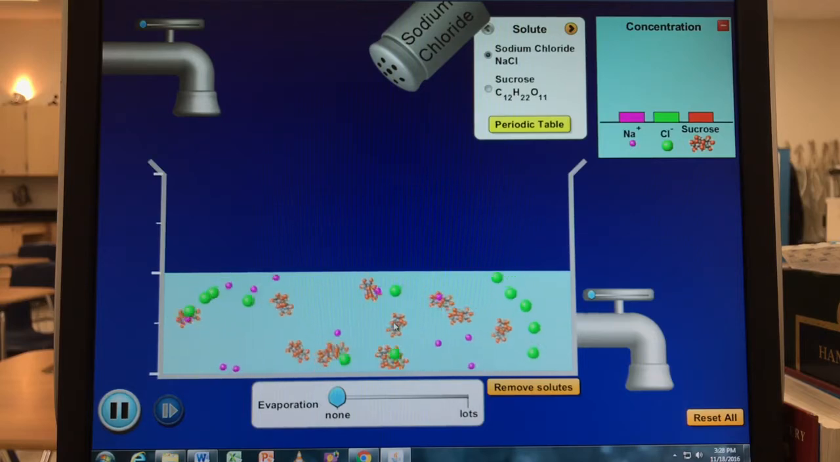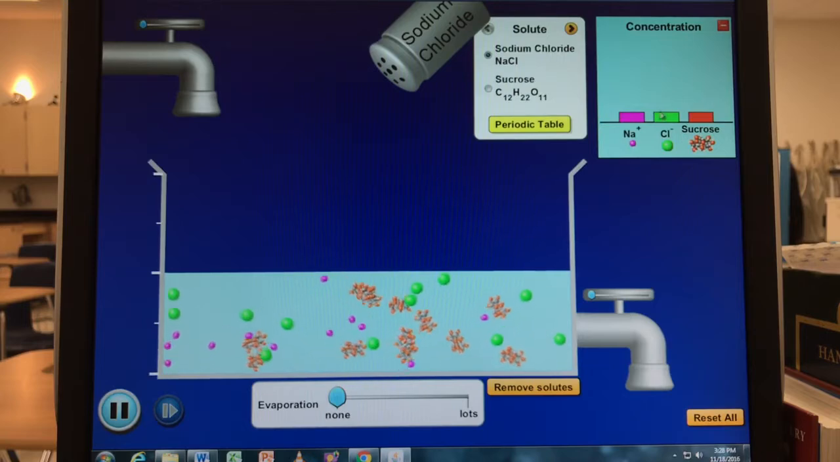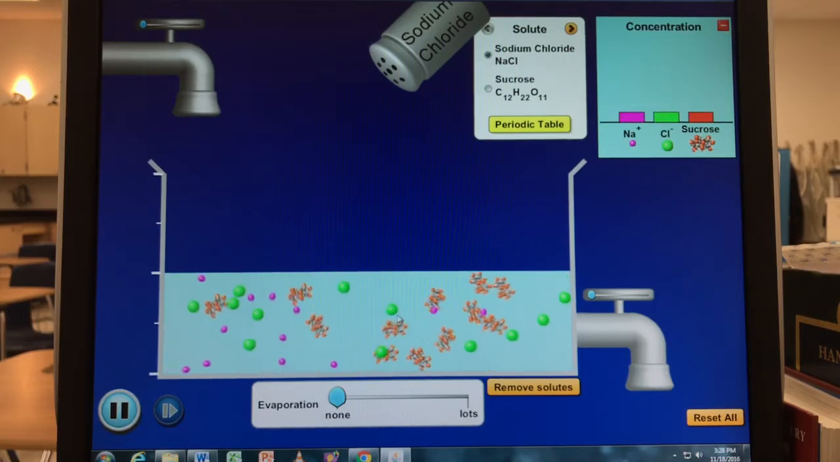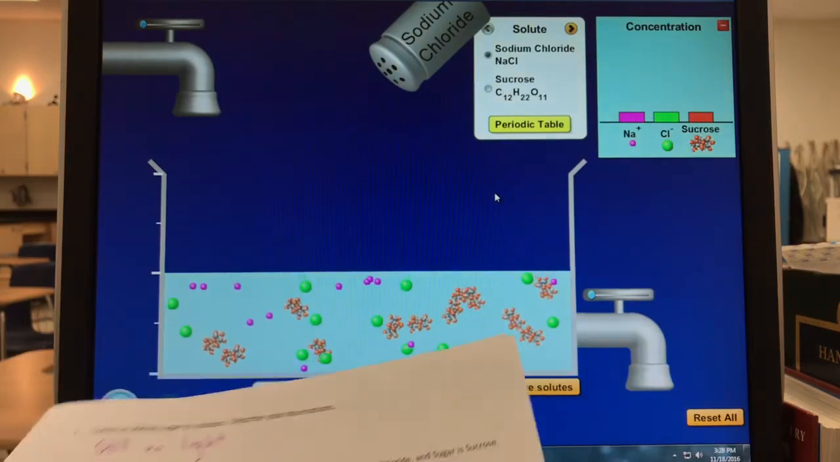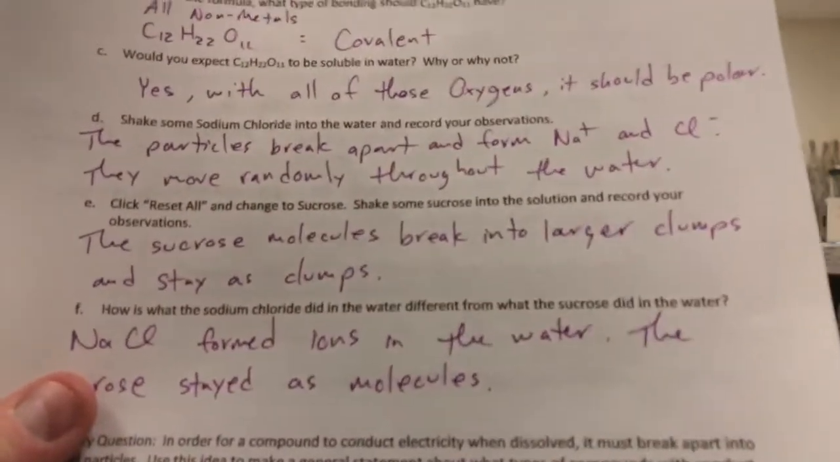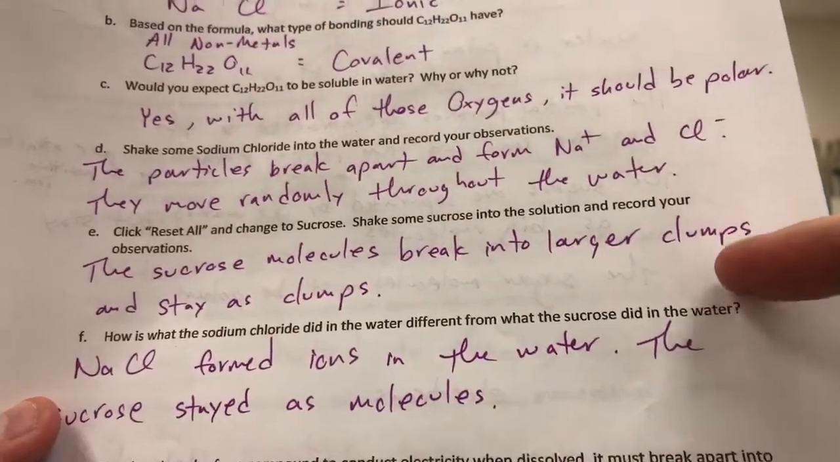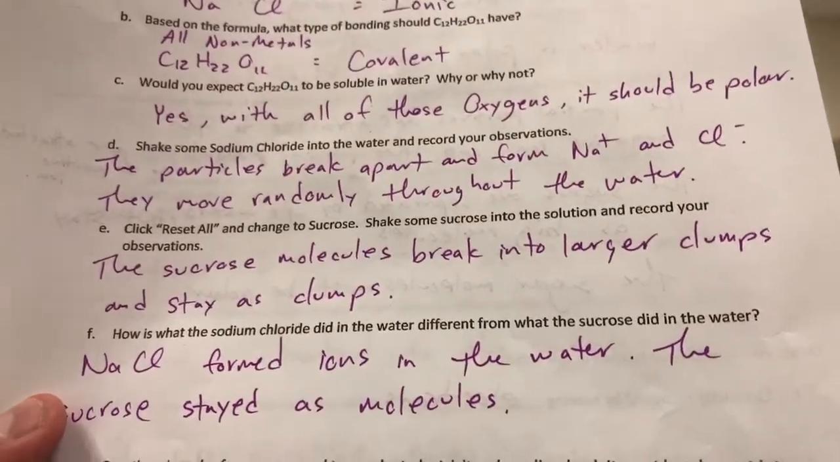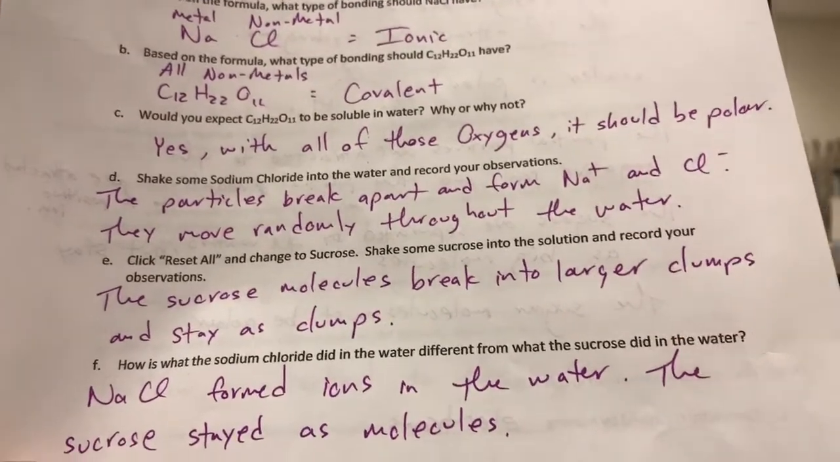So that is different. That's how sugar and salt are different in the water. And remember, salt is the stuff that conducts electricity, whereas sucrose does not conduct electricity. So let's go over what we should have seen on here. The sucrose molecules break into large clumps and stay as clumps. They're staying as molecules. And NaCl formed ions in the water, whereas sucrose stayed as molecules.